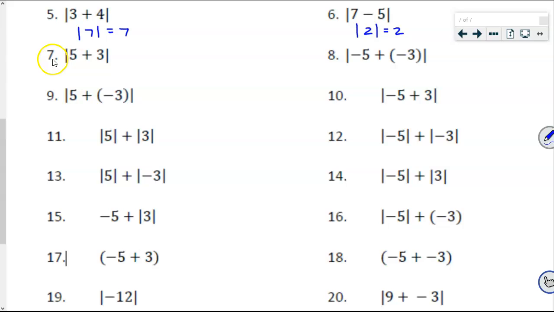All right, so number 7, very much like number 5. I bet you could do that one on your own. Notice we've got grouping symbols. Yes, the grouping symbols are an absolute value, but we have to simplify what's in those grouping symbols first. So we have the absolute value of 5 plus 3. I'm going to simplify that 5 plus 3 first, and I see the absolute value of 8. And the absolute value of 8, how far is 8 from 0? That's 8 away.